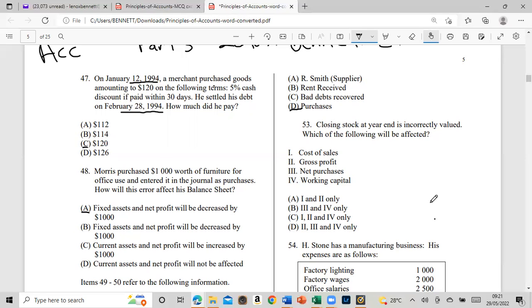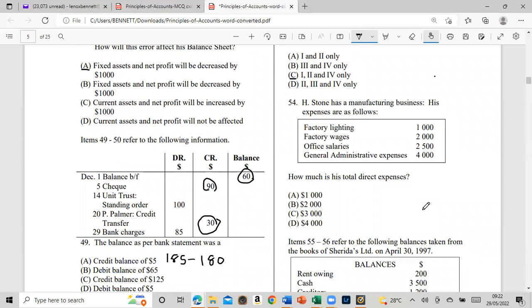So 1 would be affected, the cost of sales, so you must include 1. So it's either A or C. The gross profit would be affected, definitely. The only one that would not be affected is the net purchases. So I'm going to go with C, which is 1, 2, and 4. So let's move on to 54.